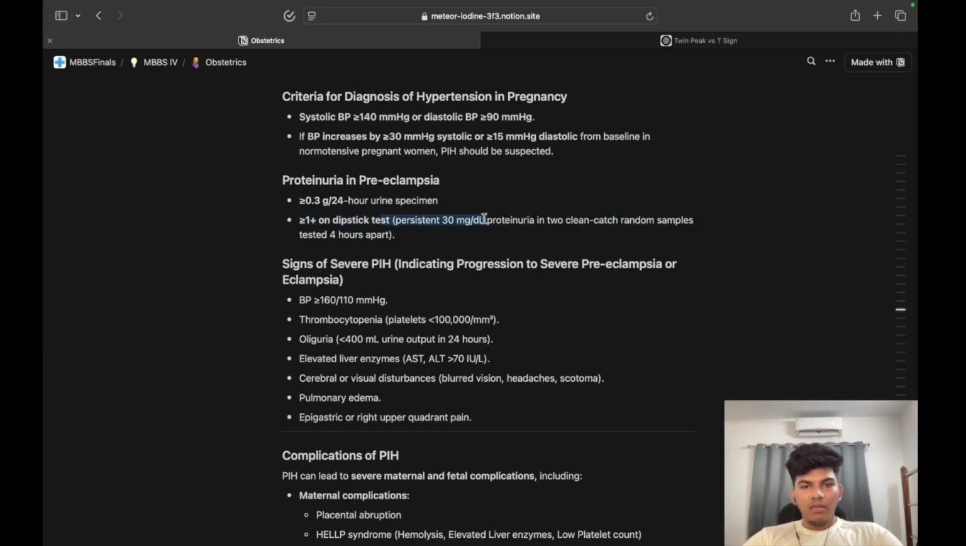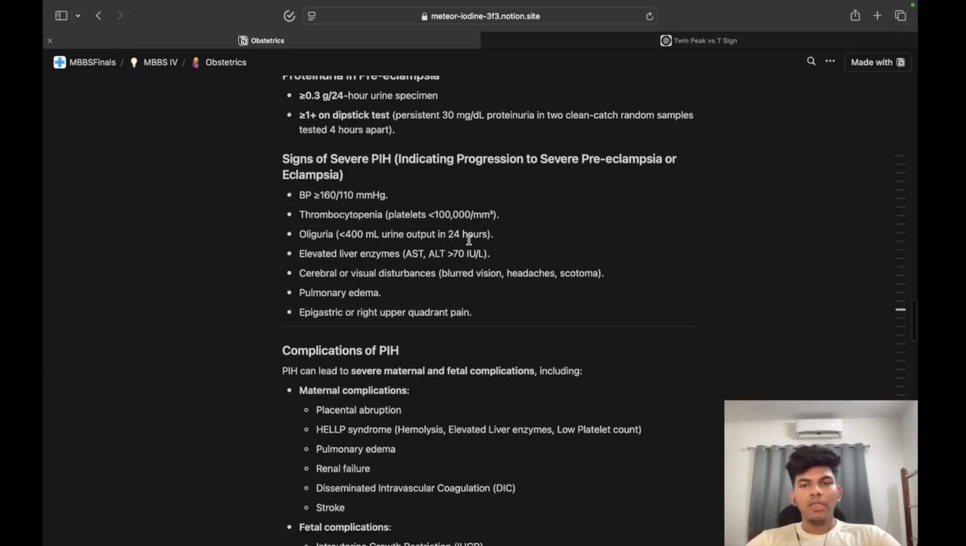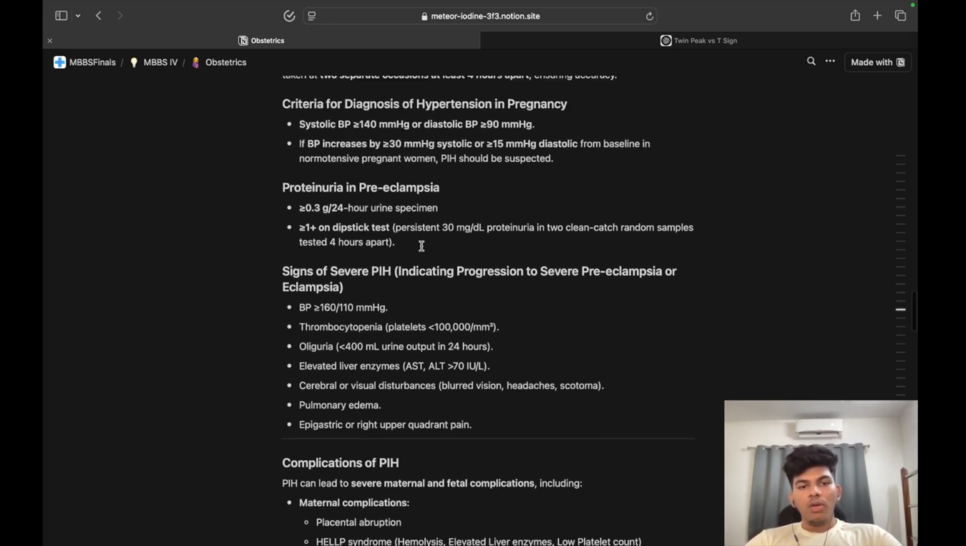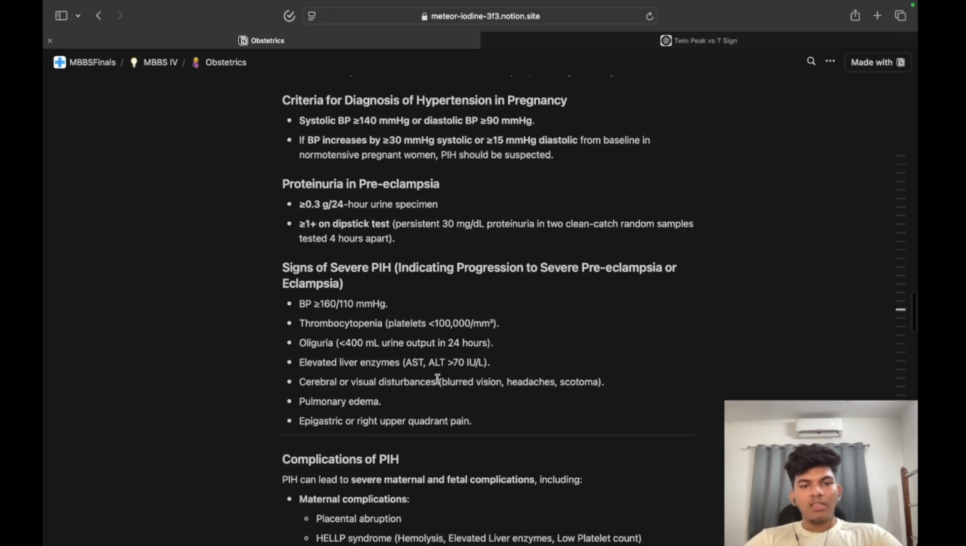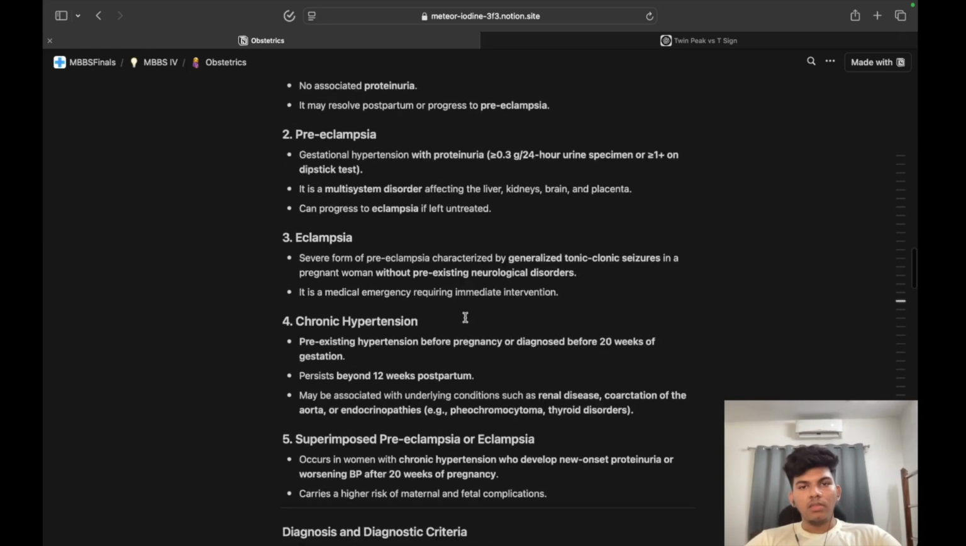Or persistent 30 milligram per deciliter proteinuria in 2 clean catch random samples tested 4 hours apart. So, there are different types, right, midstream and all that. So, this one is clean catch type random sample. So, signs of severe PIH. So, we know about pregnancy induced hypertension, the classification and all that. Yeah, so the classification.